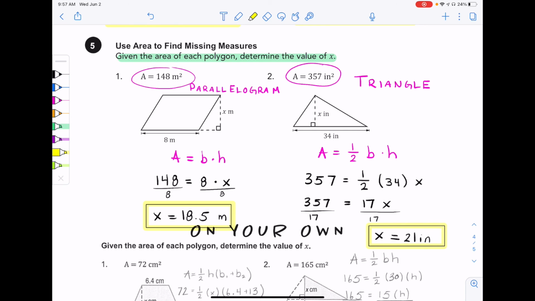To finish off the note sheet, there's 2 of these problems that I want you to complete by yourself. So again, pause your video, come back together, and you can check your answer against mine.